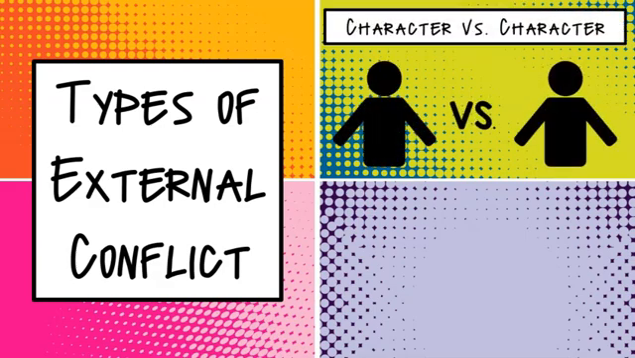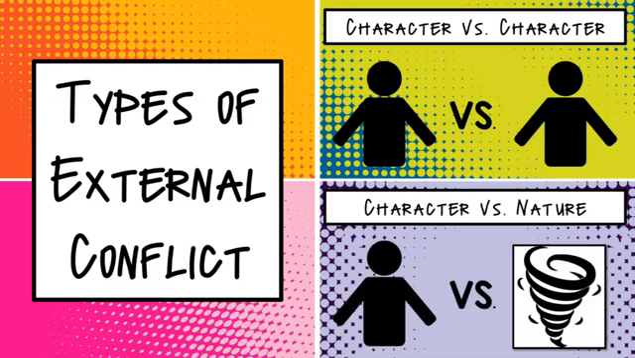Character versus character. For example, in the Harry Potter series, there's an ongoing conflict between Harry, a Gryffindor, and Draco Malfoy, a Slytherin, who are in rival houses at Hogwarts. Character versus nature. For example, in the novel Peak by Roland Smith, the main character battles the forces of nature, snow, sleet, wind, and the mountain terrain, as he climbs Mount Everest.